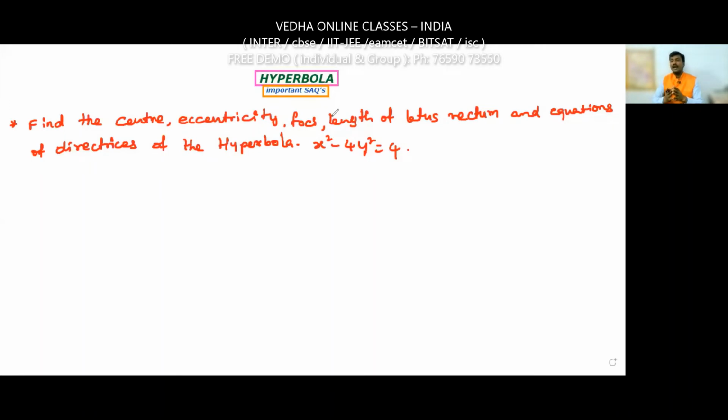Hyperbola, most important short answer questions. Find the center, eccentricity, foci, length of latus rectum and equation of directrices of the hyperbola x square minus 4y square is equal to 4. What is the given hyperbola equation? x square minus 4y square is equal to 4.